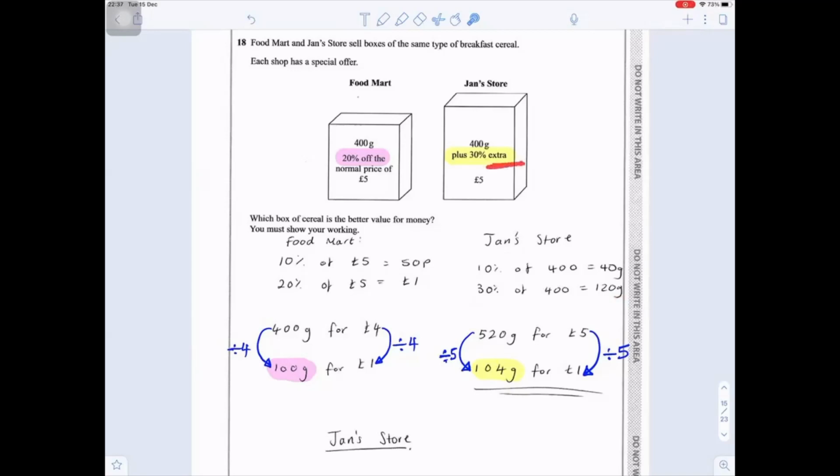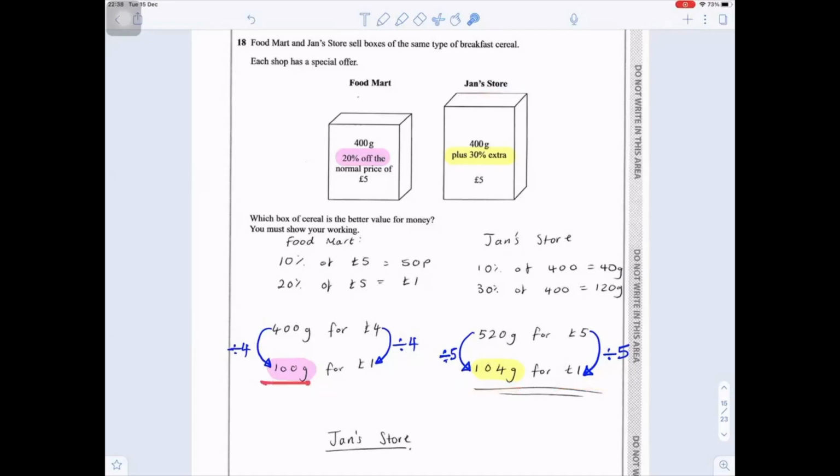Because this is considered an extra, that means you add them. 120 plus 400 gives you 520 grams. So for 520 grams, you pay £5. So let's work out what quantity you get for £1. £5 divided by 5 gives you £1, and you also divide by 5 on the other side. 520 divided by 5 is 104 grams. So you get 104 grams for £1 in Jancy's store.